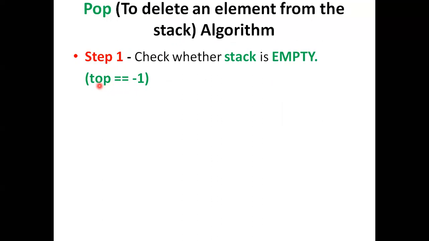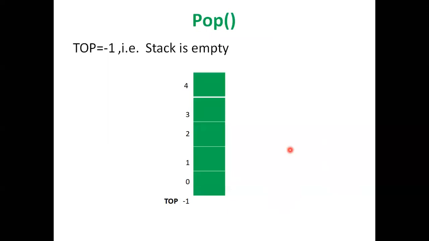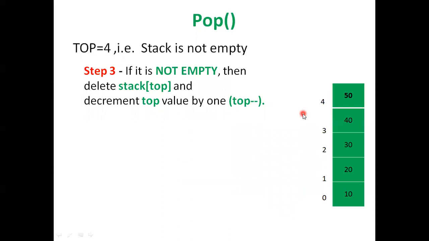So we are checking whether the top value is equal to minus 1, which means the stack is empty. When the stack is empty, we cannot delete an element from the stack. Deletion is not possible. So if it is empty, display that the stack is empty, deletion is not possible, and terminate the function. Now, one more case is if it is not empty. If it is not empty, then we can delete the element from the stack, right? So how to delete? That is step 3. Top equal to minus 1 means the stack is empty. This is the empty array indication.